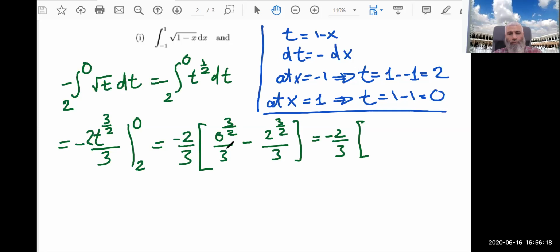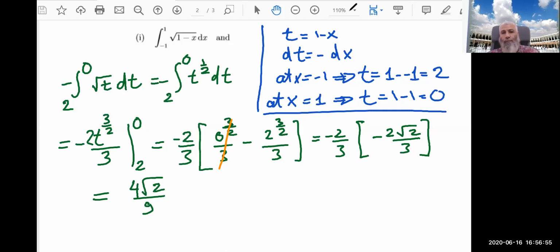So this part is 0, right? So this part is what? Negative 2 power 3 over 2 is root of 8, which is 2 root 2. Negative times negative is positive. So this is positive 4 root 2 over 9. That's it, yes.